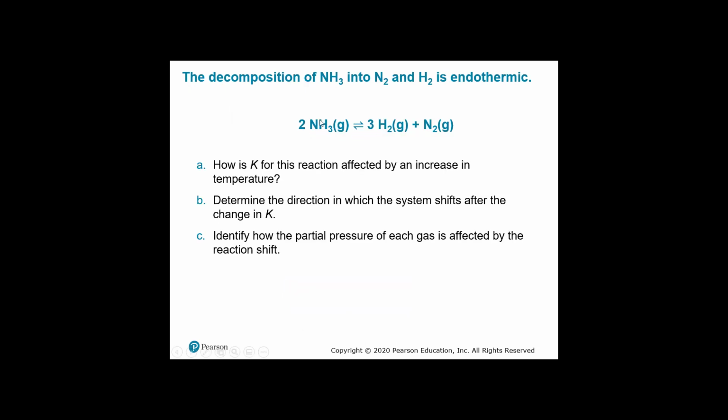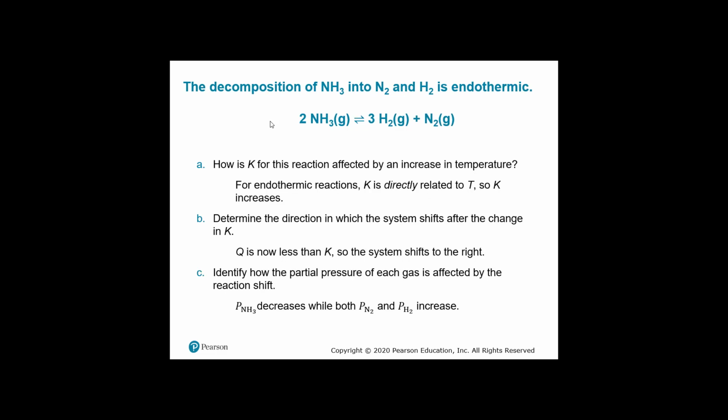Okay, the decomposition of ammonia into N2 and H2 is endothermic. So how is K for this reaction affected by an increase in the temperature? Determine the direction in which the system shifts after the change in K. Identify how the partial pressure of each gas is affected by the reaction shift. So let's just jump ahead to here.